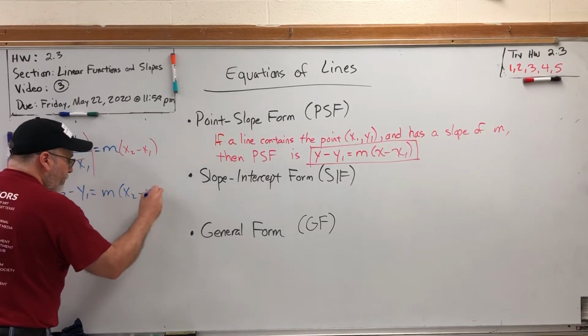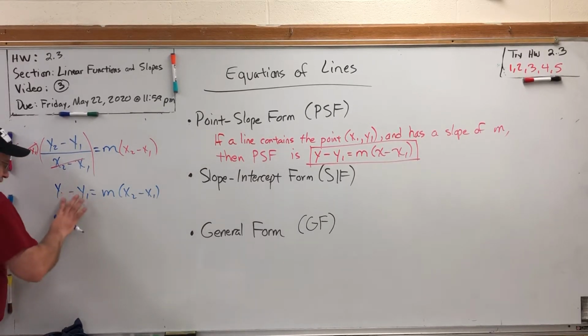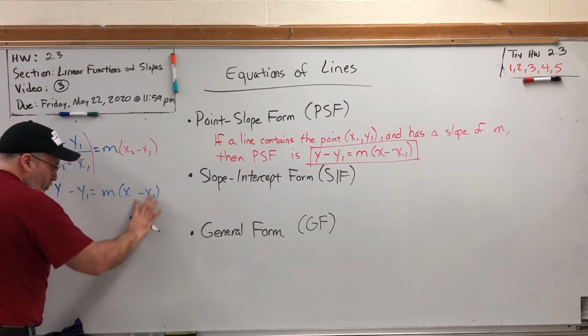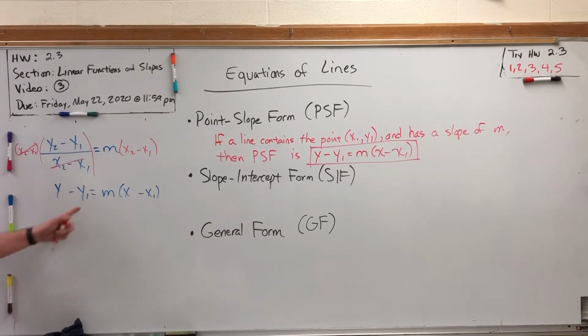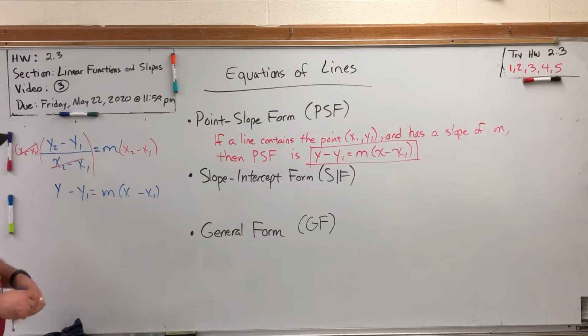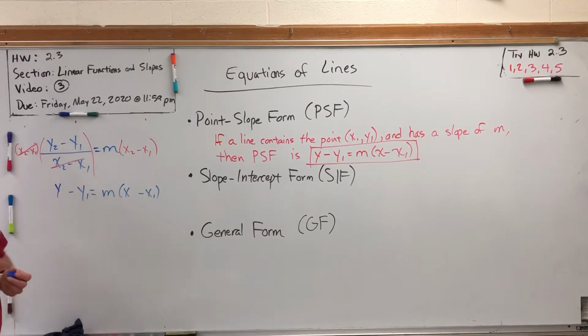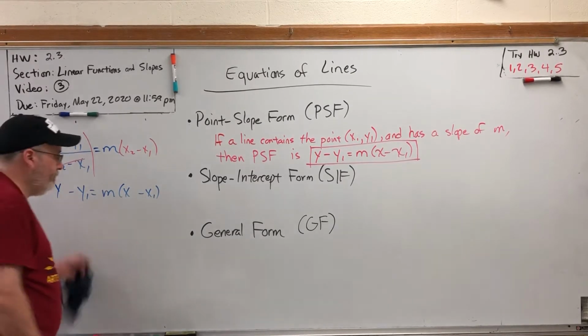minus x1. And then if we make the second point generic, instead of specific, by removing its subscripts, but we leave the subscripts on the x1 and the y1 to mean a specific point, we just don't know what it is, then we get point-slope form. So that's all point-slope form is. It's a cleaned up version of the slope formula without the twos.